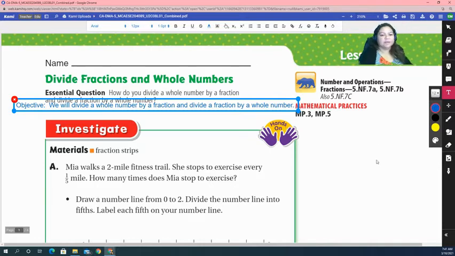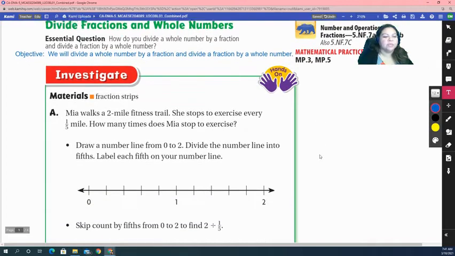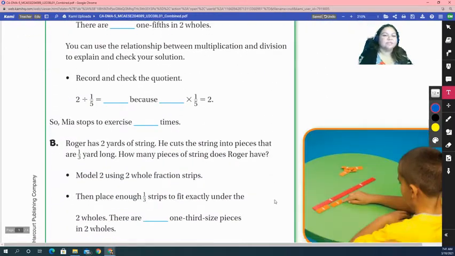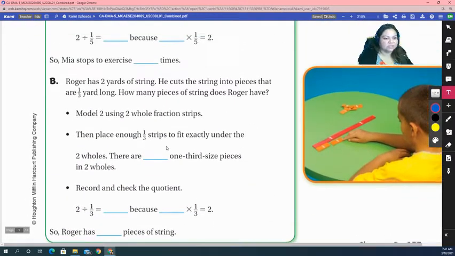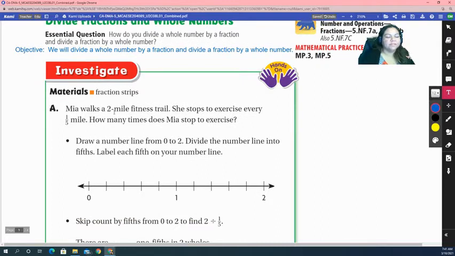So we're going to be dividing fractions, and we're going to be doing this two ways. We're going to be doing it with a number line, and then we're going to have an example where we're doing it with fraction strips. Okay, so here we are with the first part. Here are our materials. We're going to be using Toy Story fraction strips, but for the first one, we're actually just using the number line.